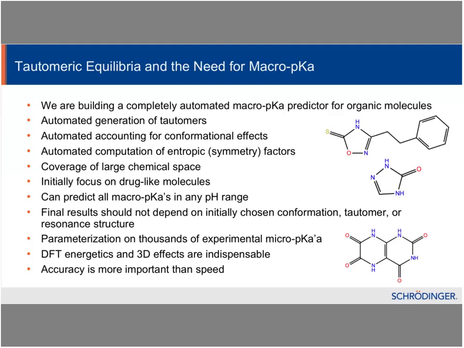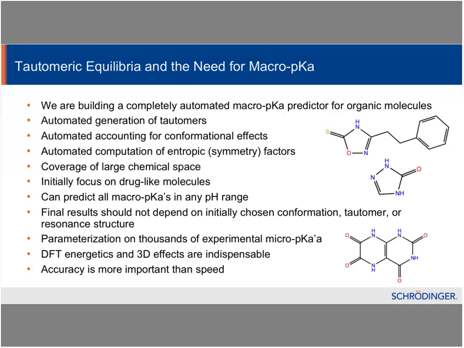Then we parameterize micro-pKas on thousands of experimental data. We do DFT calculations for everything. All the final energies are computed by DFT. DFT is very, very important. If you don't do DFT, if you decide to cut corners, if you decide to do some kind of lookup data, this is good, but without DFT energies, we found that the results cannot be so good for a large area of chemical space. And then we thought that accuracy was more important than speed.